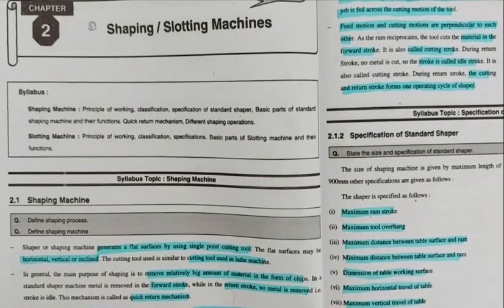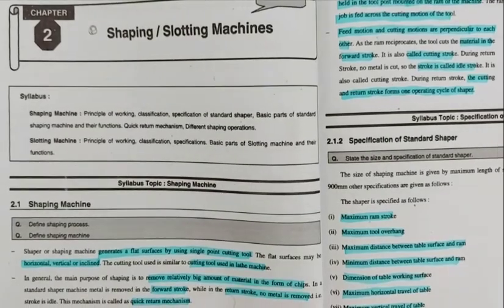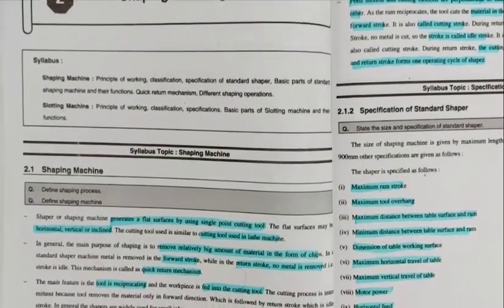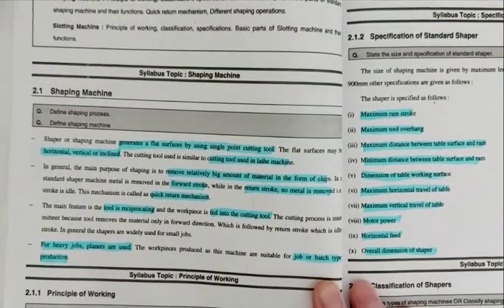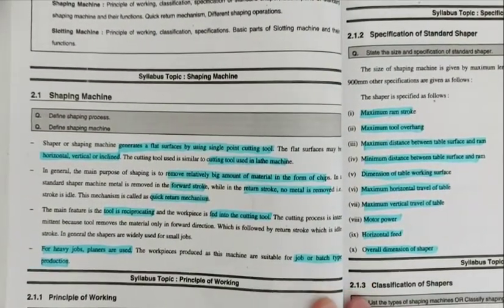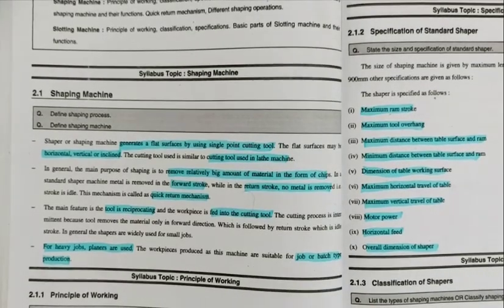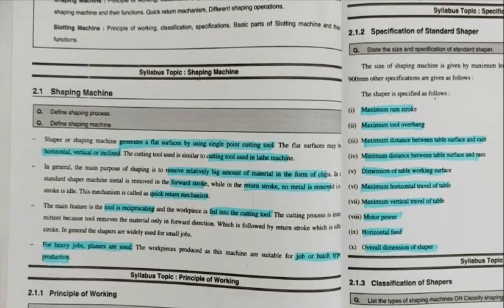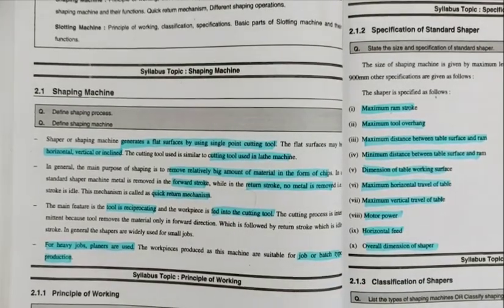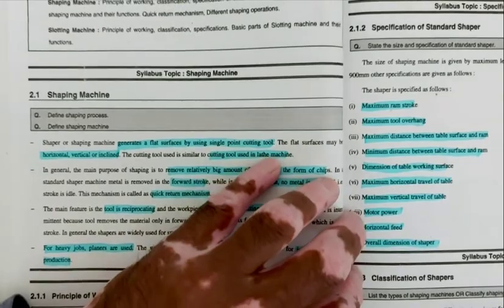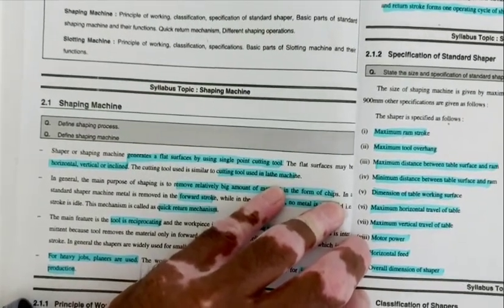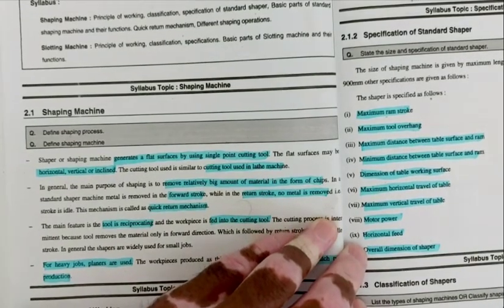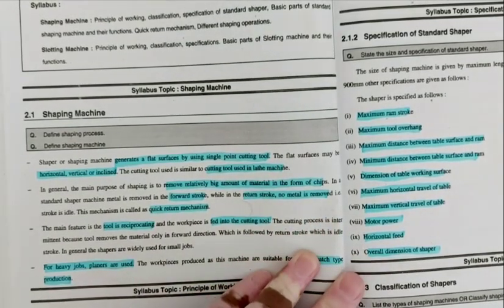This new chapter: shaping and slotting machine. Shaping machine. You might have seen this shaping machine in our machine shop. The shaper or shaping machine generates flat surfaces using a single point cutting tool. The flat surfaces may be horizontal, vertical or inclined.